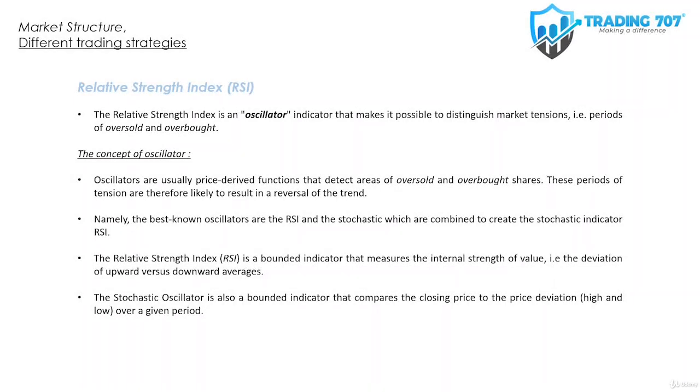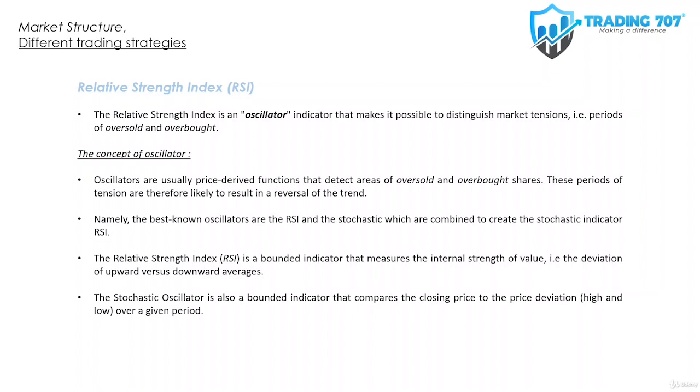Relative Strength Index definition. The relative strength index is an oscillator indicator that makes it possible to distinguish market tension, thus periods of oversold and overbought. Let's see the concept of oscillators. Oscillators are usually price derived functions that detect areas of oversold and overbought shares. Those periods of tension are therefore likely to result in a reversal of the trend.